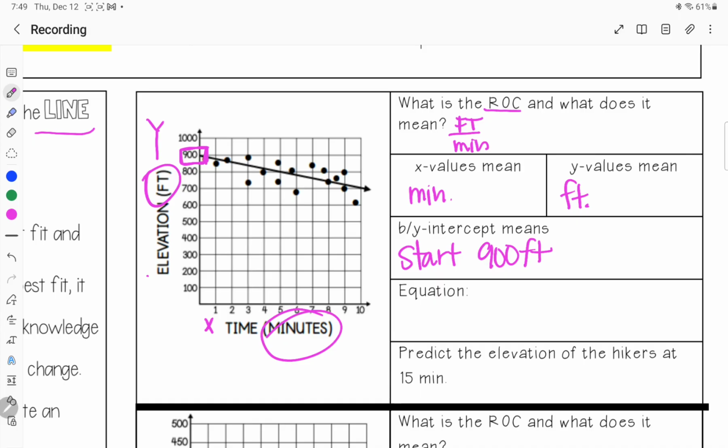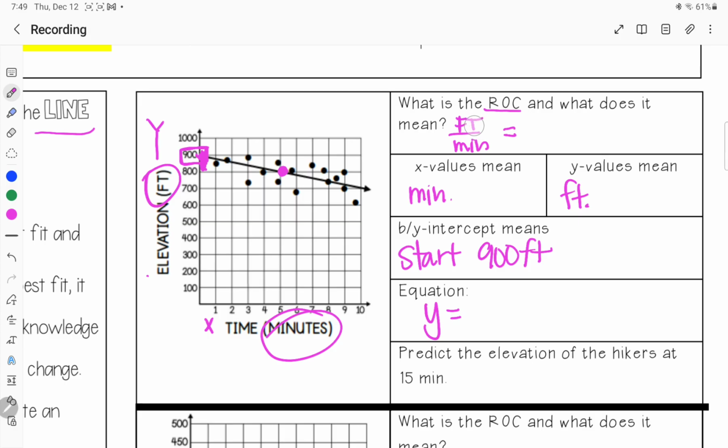That's where I'm starting, 900 feet. So now if I wrote my equation, I would have y equals my m here. I have a starting point right here, and I have another point right here. You are going to have to pay attention to your scale here. I did drop 1, but I actually dropped 100 feet.